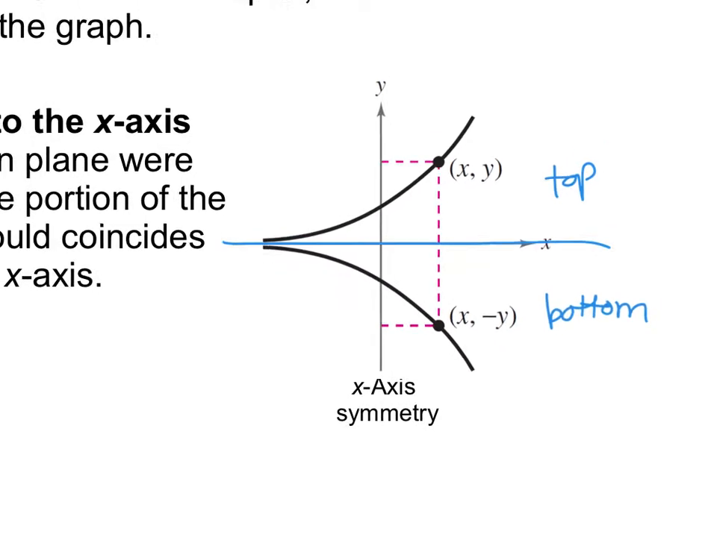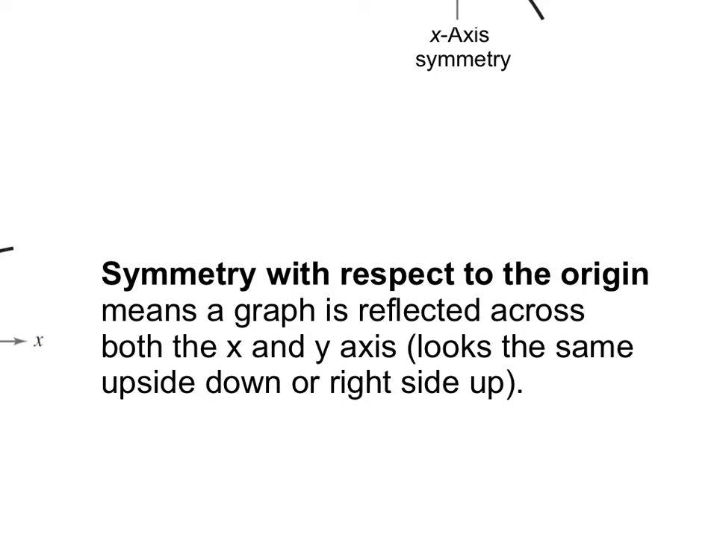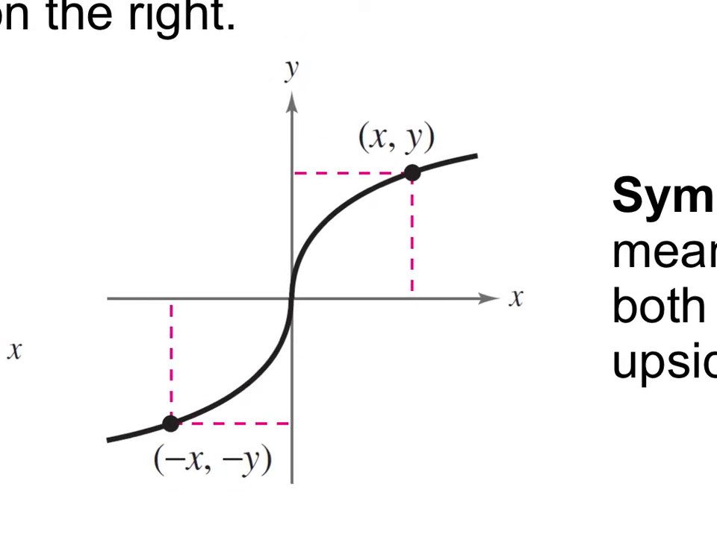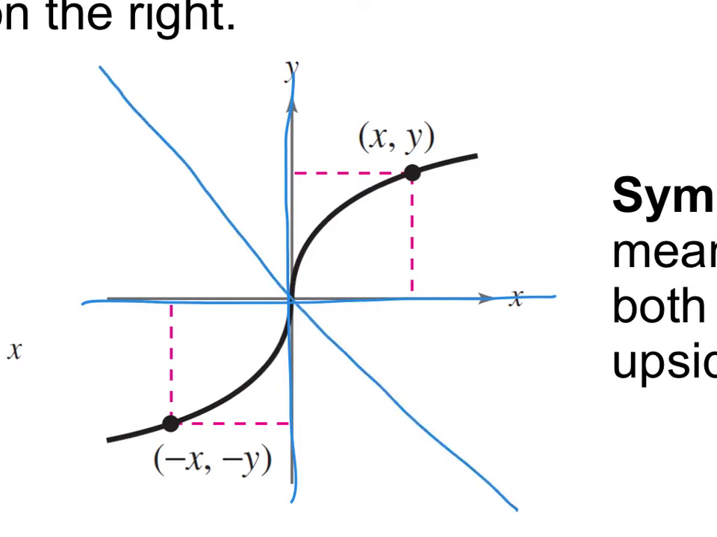And then our third example of symmetry is called symmetry with respect to the origin. And that's a combination of the two. It's kind of like, instead of having symmetry going straight up and down or straight across, it's right in between those two. It's a combination. So I actually like to think of it as symmetry diagonally through the origin.